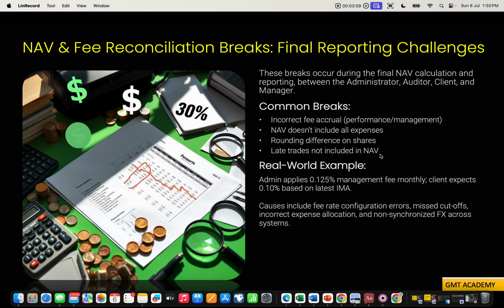Similarly, a late trade not included in the NAV. If a late trade is included, you have to mention a note that this is a late trade and it will get settled tomorrow, but you did not include it in the NAV as well.